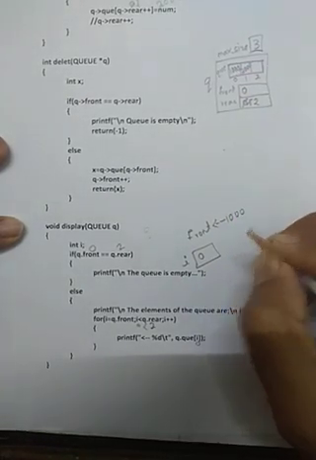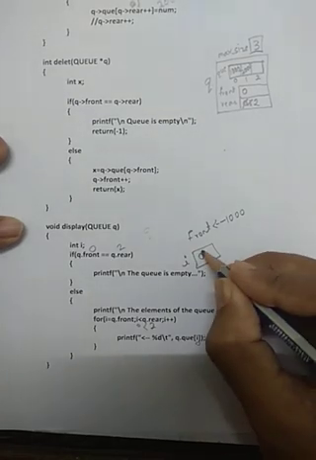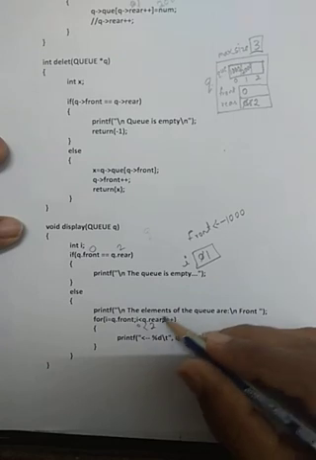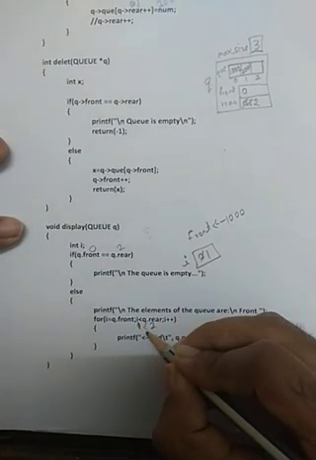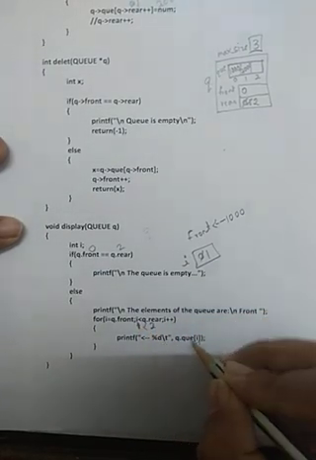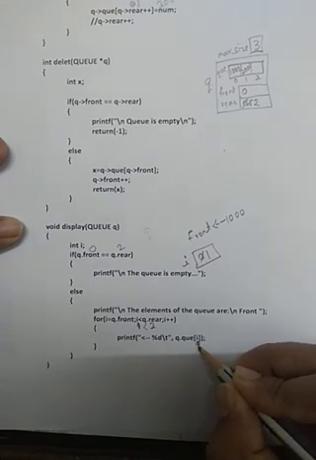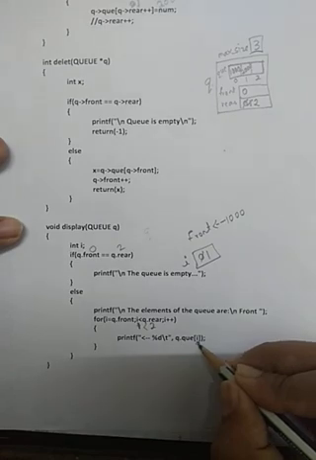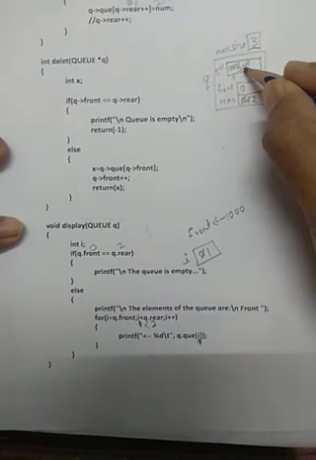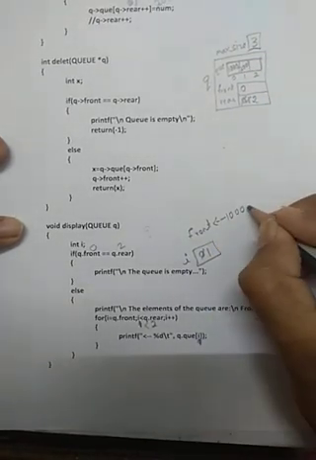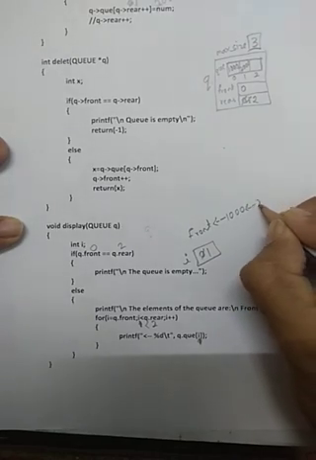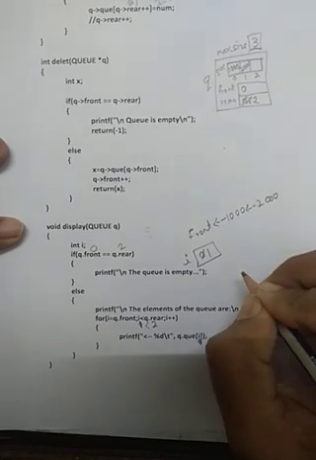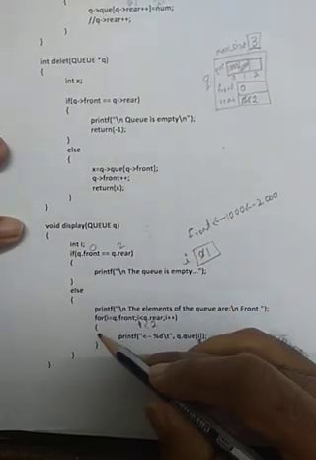So I print 1000. After printing, i is incremented, i becomes 1. See here, i is incremented, i becomes 1. I check the condition. Is 1 less than 2? Yes, the condition is true. I come here. Now the value of i is 1, so I print q.q of 1, which is nothing but 2000. So another arrow mark is printed, and 2000 is printed. Okay.